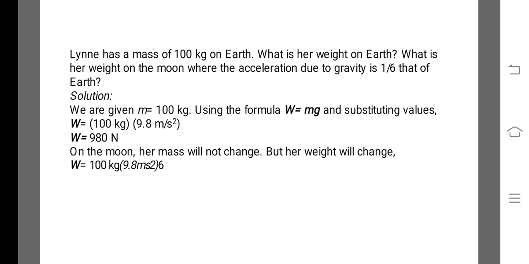Just look at it in your module, because I wasn't able to put this one on this presentation. So in the module, 100 kilograms times 9.8 meter per second squared over 6, the answer is 163 Newton. So as simple as that. On your learning activity later on, you will solve this one following the formula W equals mg. Okay?